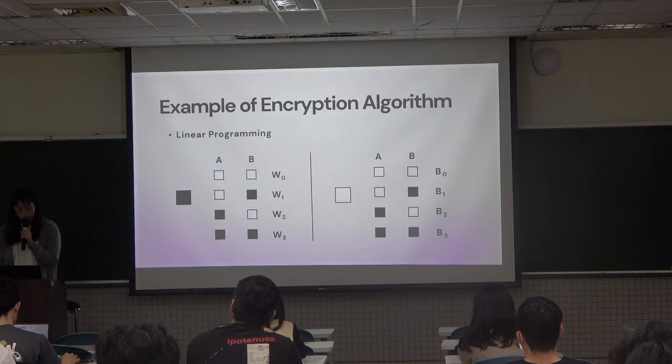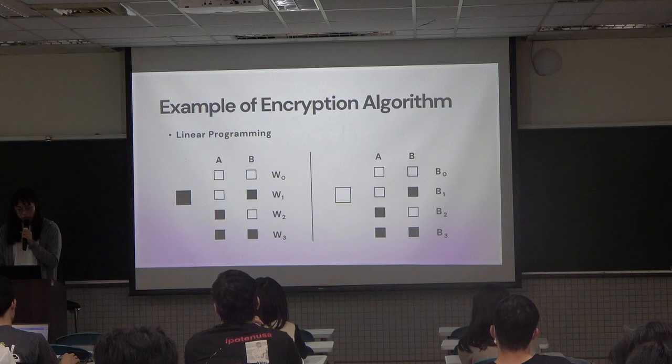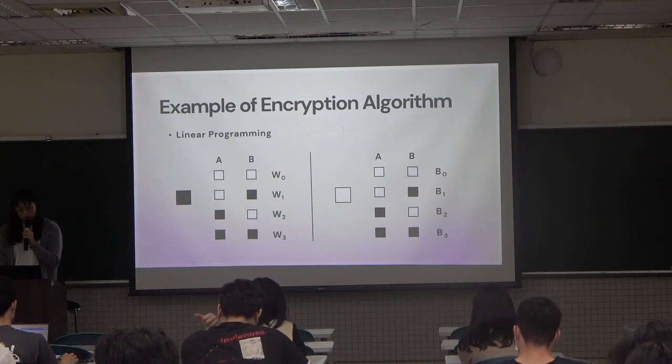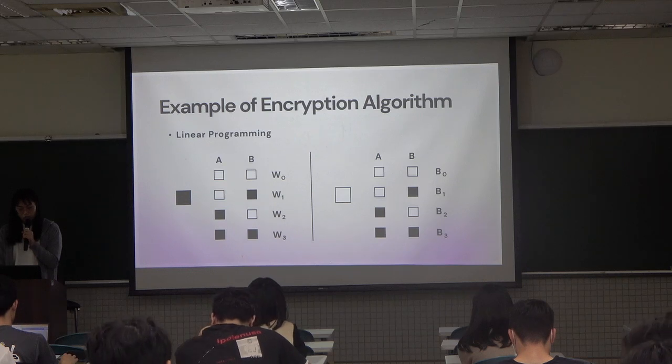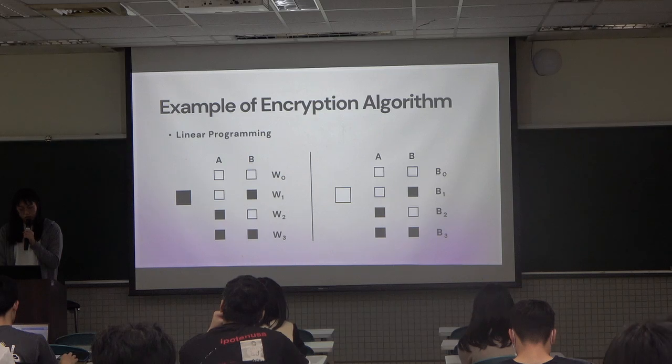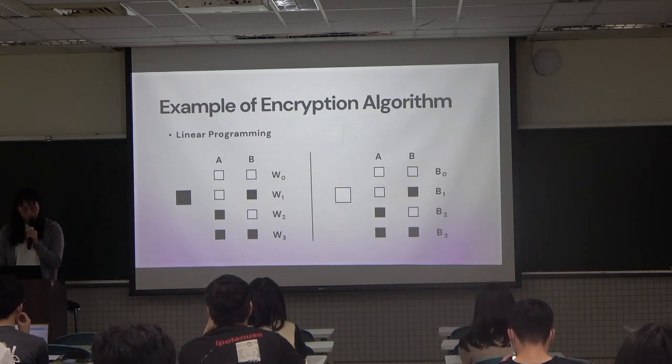Linear programming is one of the methods to encrypt the image. We take the 2 out of 2 scheme for example. We define that the shares are going to be distributed to recipients A and B and make the following assumptions. If the original pixel color is black, the probability that A is white and B is white is W0, A is white and B is black is W1, A is black and B is white is W2, and A is black and B is black is W3.